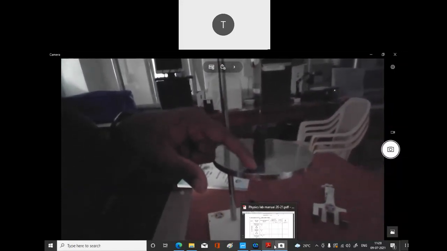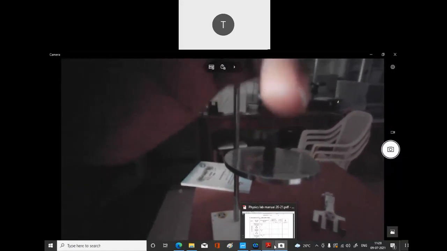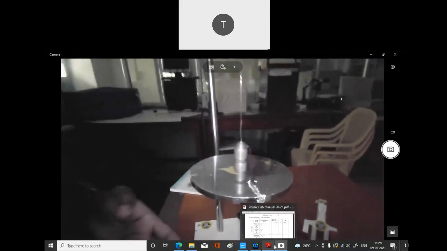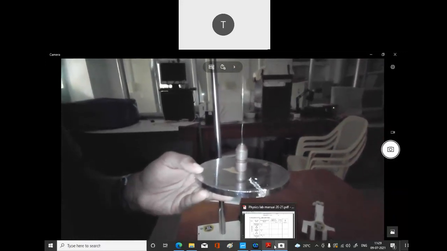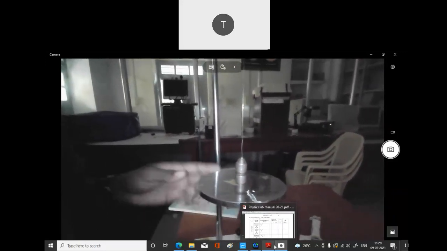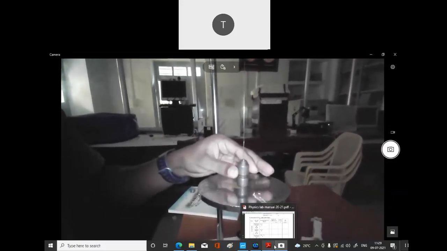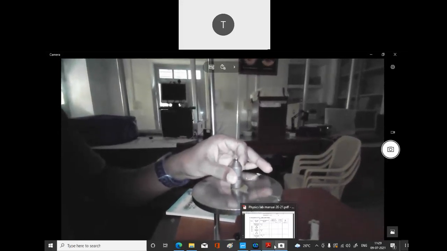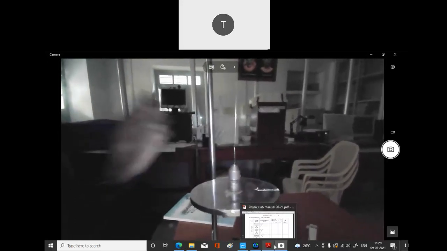Okay, so you can see there is a marking here, a marking on this. So now what you do is you have to give a circular oscillation. For circular oscillation, you turn this, twist it. You are going to twist it and then you leave it.